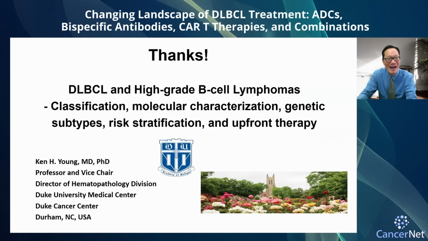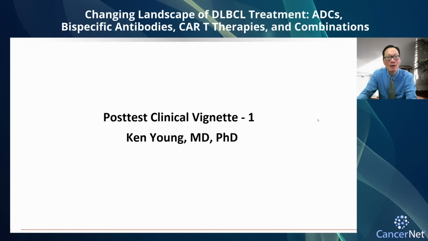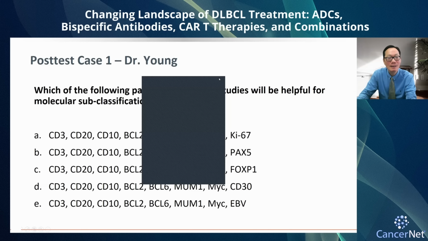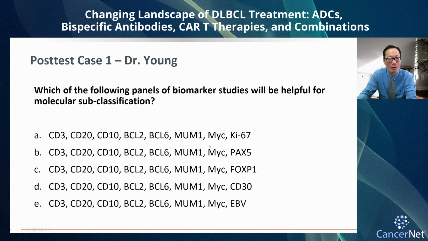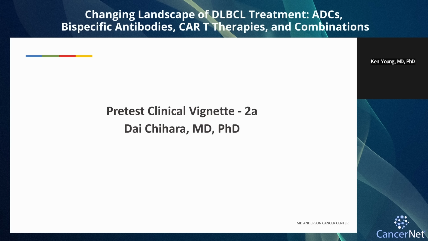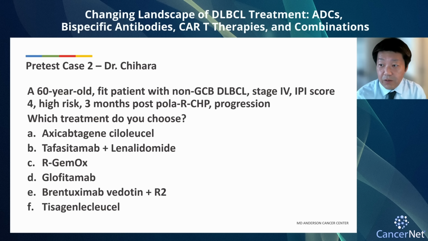So let's go back to the questions. Based on all those selections, as we see here, A will be the best option because it teaches us regarding the cell origin, regarding the double expressor, and teaches us about the proliferation index that correlated with molecular and genetic changes. Thank you so much. Let me stop here and transfer to Dr. Chihara.